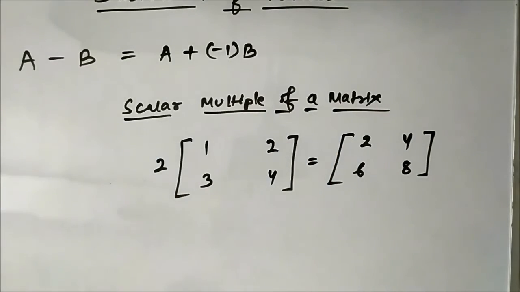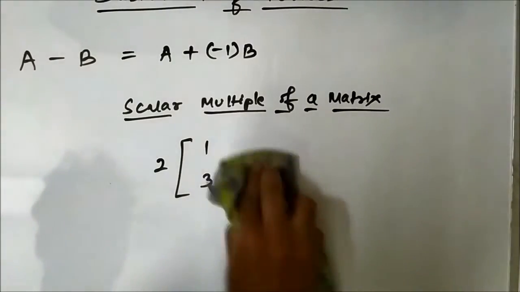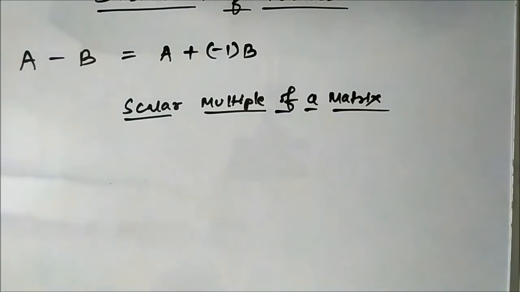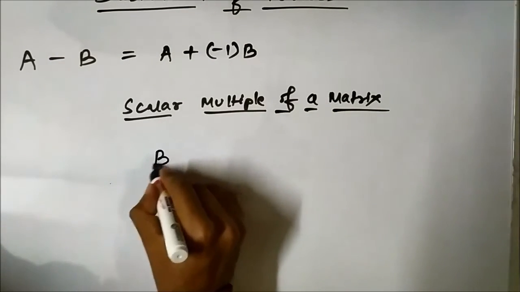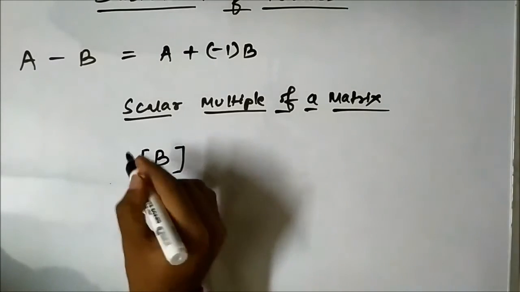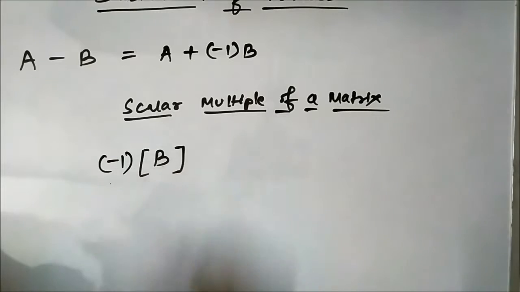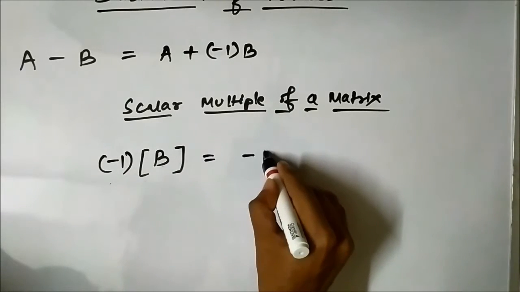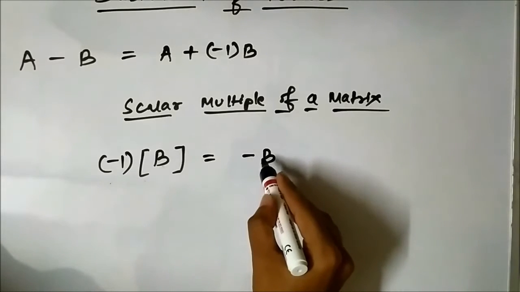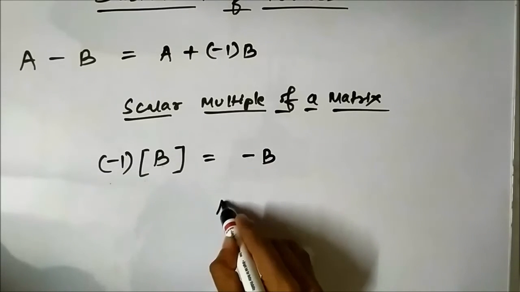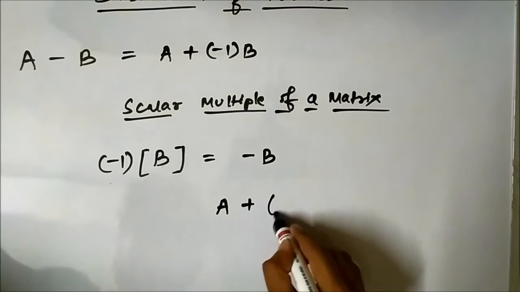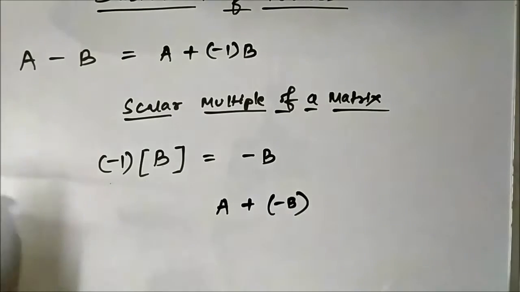Now, for subtraction of matrices, what is done is that this matrix B gets multiplied with minus 1 to get minus B, and once we get minus B, we perform the operation A plus minus B. So let us understand the concept of subtraction of matrices with the help of an example.